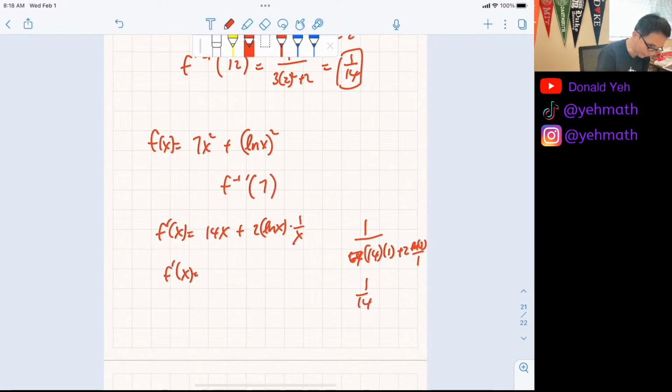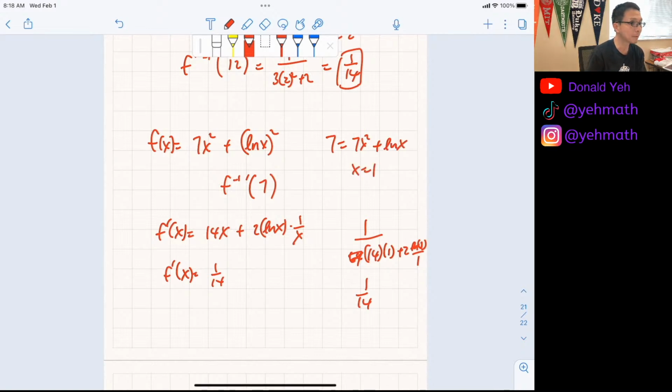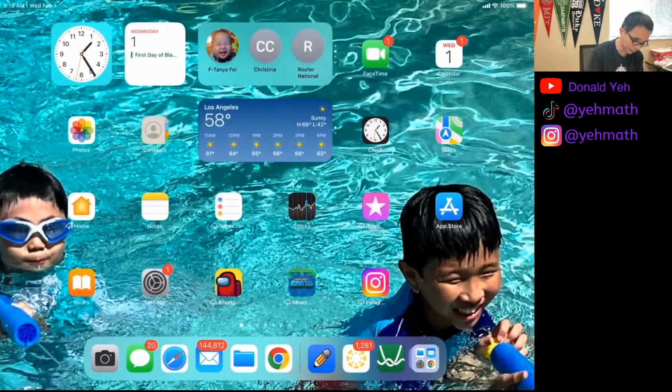Wait, where does the 1 come from? So x has to be equal to 1 regardless of what happened. So even though the derivative is kind of weird, how much time do we have? Okay, I'll show you the question.